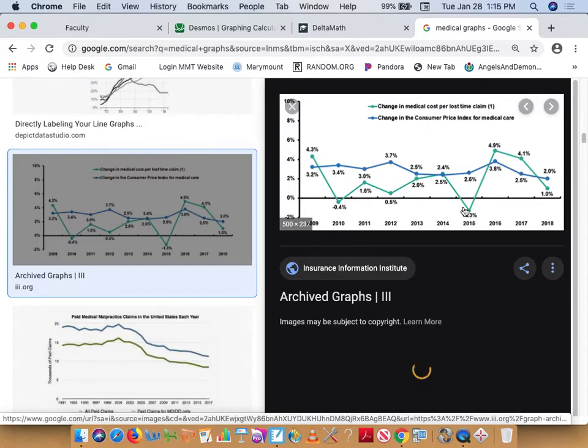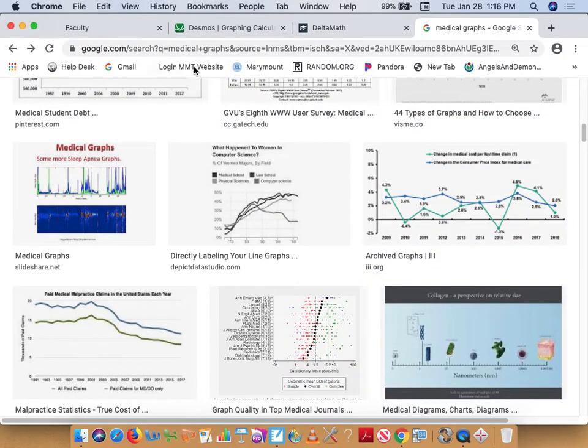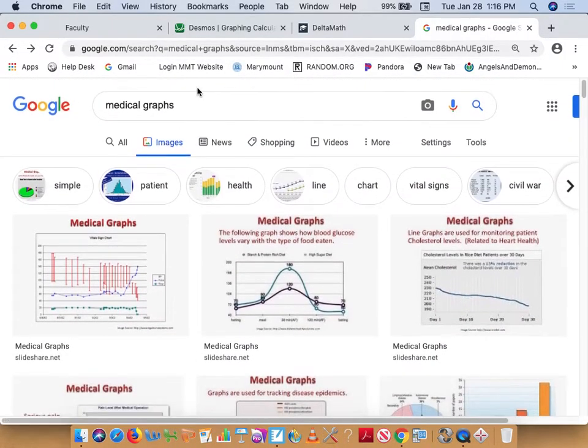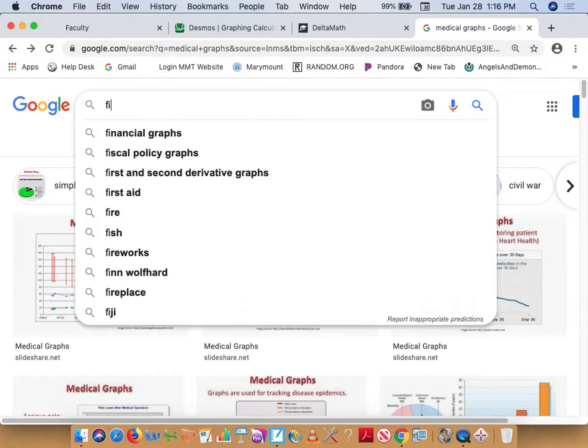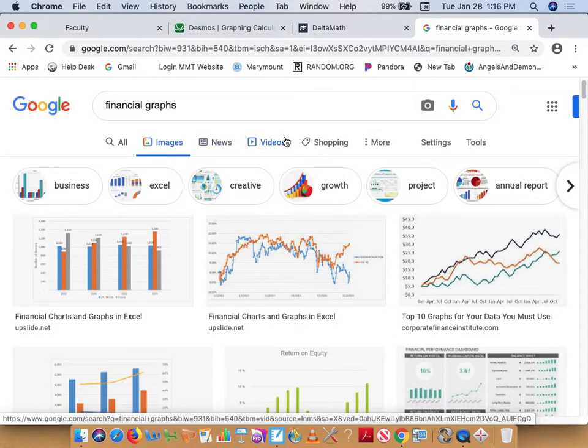Okay? Even with this virus, I bet people are drawing all sorts of graphs to show us where things happen. Now I'm going to go to financial graphs. And I have some friends that are in different financial fields, and I know they do this all day long.